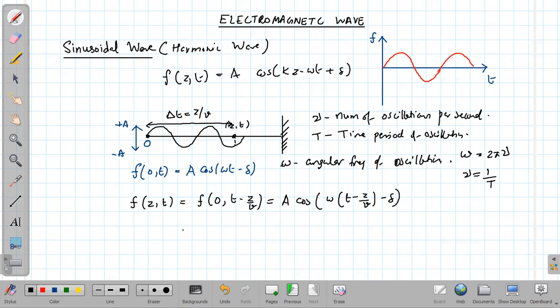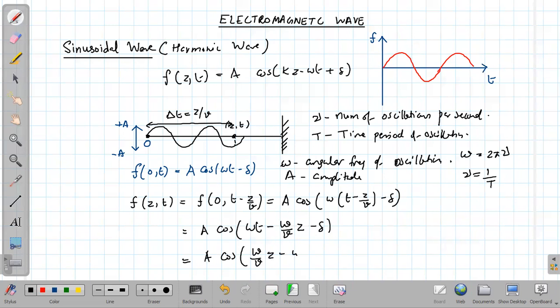So we can continue the discussion about the wave. And what is A? The A is called the amplitude. There is a maximum displacement for the oscillation. So f of z,t is again A cos of omega t minus omega by v times z minus delta. Now cos is an even function, so cos theta is also the same as cos of minus theta. So I can write A cos of omega by v times z minus omega t plus delta.